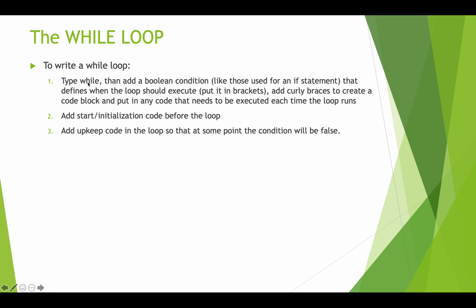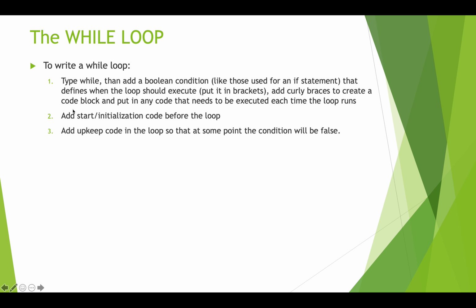So to write a while loop, you type the keyword while, you add a Boolean condition, and that's the condition that defines when the stuff inside the loop should be executed. You put it in round brackets. You add curly braces to create a code block, and you put any code that needs to be executed each time the loop runs inside of those curly braces.